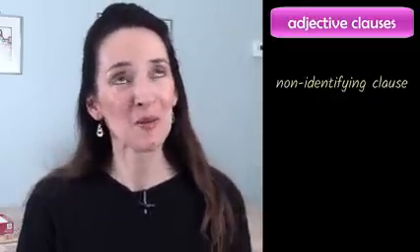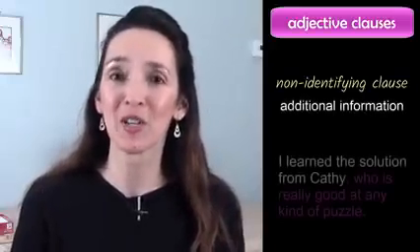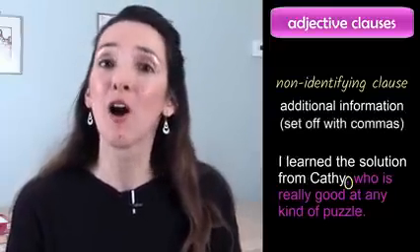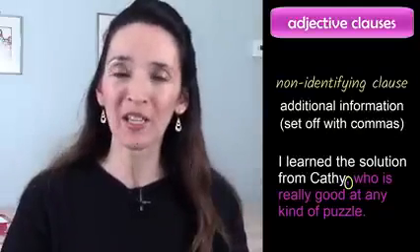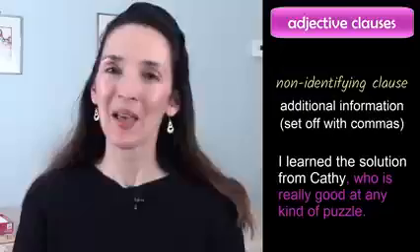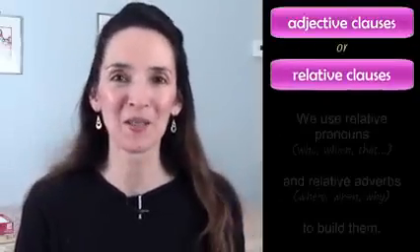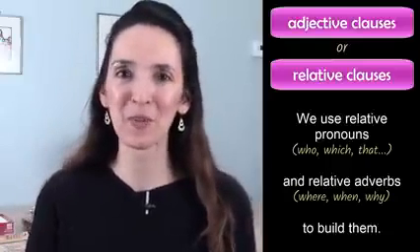Non-identifying clauses or non-restrictive clauses give additional information that could be left out. We set these clauses off with commas when we write them, or we drop our pitch when we say them. Note that adjective clauses are also called relative clauses, and we use relative pronouns and relative adverbs to build them.